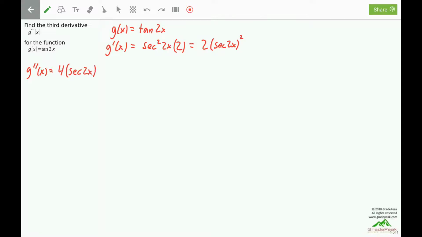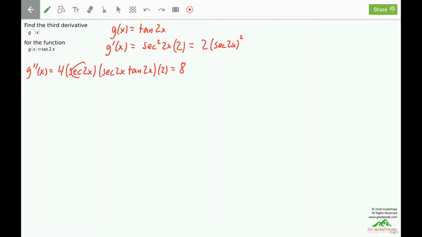Leave the inside alone, subtract 1 from the power, and then multiply by the derivative of the inside of the power, which is the derivative of secant, and that will be secant tangent, leaving the inside alone on each of those. So each of those will have a 2x, and then multiply by the derivative of that inside. Derivative of 2x is a 2 to complete that chain rule. That's a double chain rule. I'll bring that 2 out to the front with the 4, which will give us an 8.